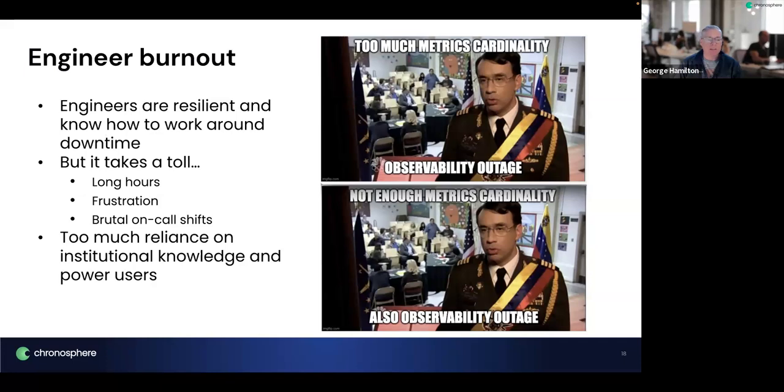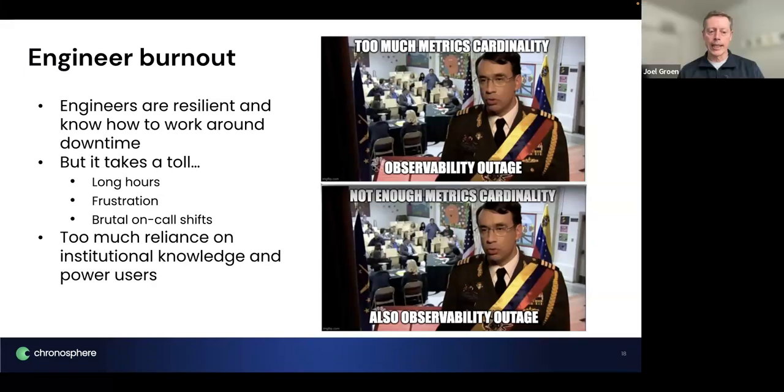Engineers are a resilient bunch. They'll do what they need to do and work around what they need to work around. It takes a toll on them in terms of the hours and frustration, how bad on-call shifts can get. And there's generally this over-reliance on the institutional knowledge that's in the heads of a few important people. If they leave the company, it's a huge problem. So this type of endless firefighting carries a long-term cost.